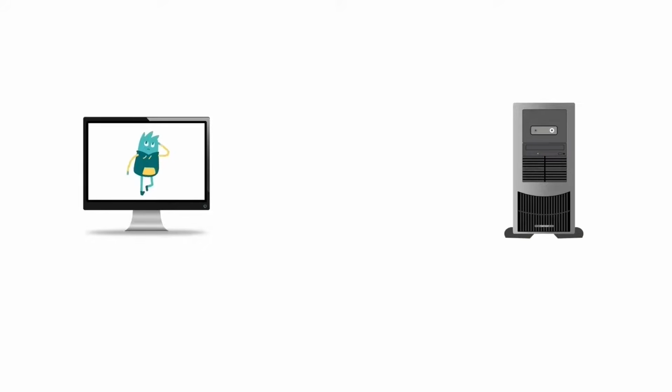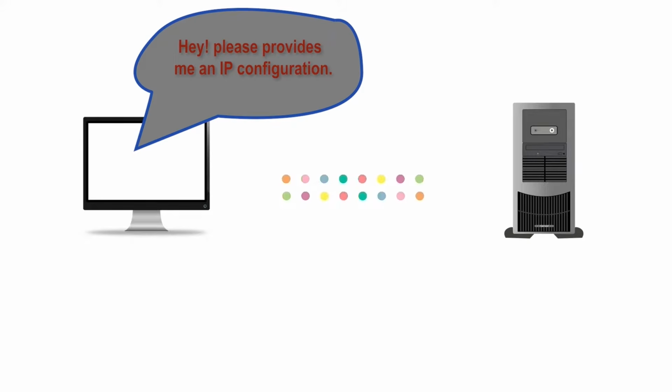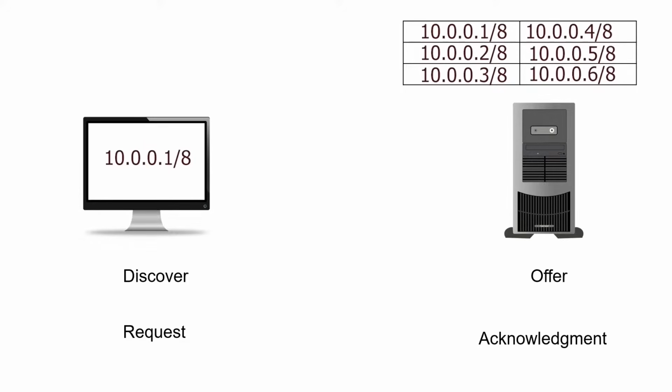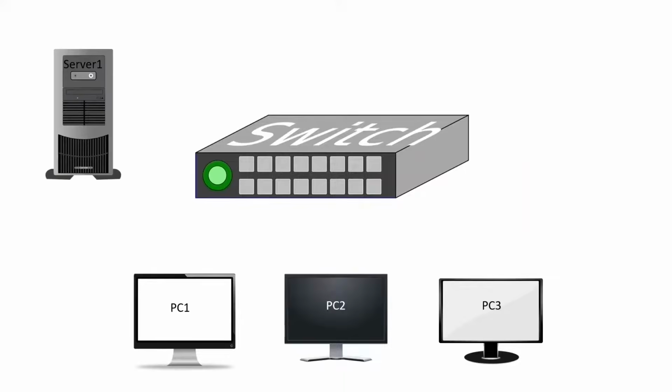When a DHCP client needs an IP configuration, it connects to a DHCP server and requests it. A DHCP server contains several pre-configured IP configurations. When it receives a request from a client, it provides an IP configuration to the client from all available IP configurations. This process goes through 4 steps: discover, offer, request, and acknowledgement. Let's take an example to understand these steps.